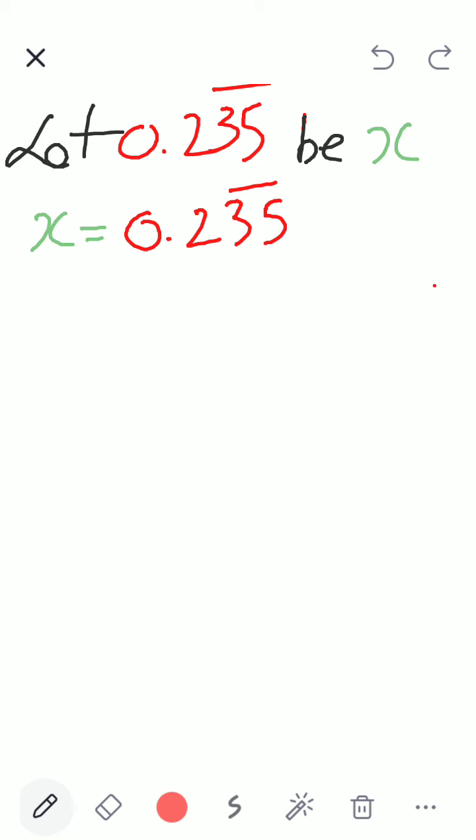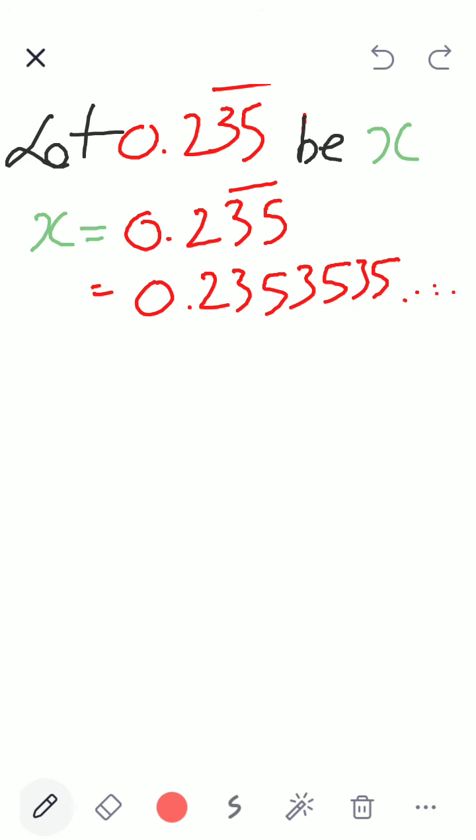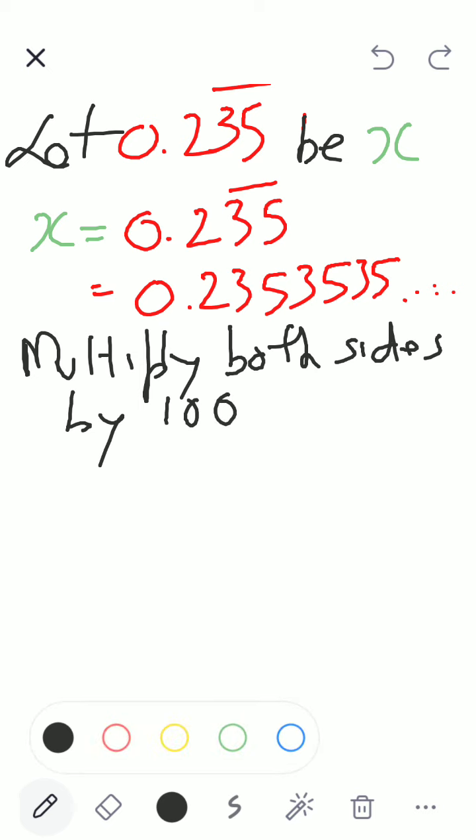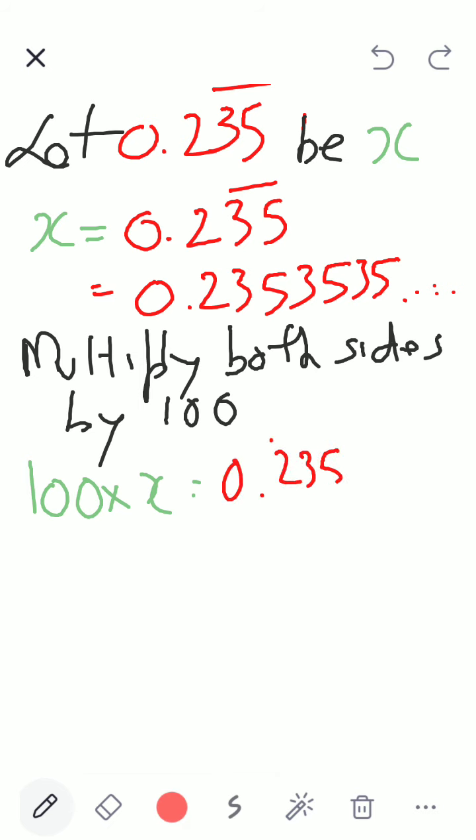So x is equal to 0.235 recurring. Correct? So this is nothing but 0.2353535 and so on. So what is my next step? Since only two numbers are recurring, I will multiply both sides by 100. So I have 100x equal to 0.235 recurring into 100.